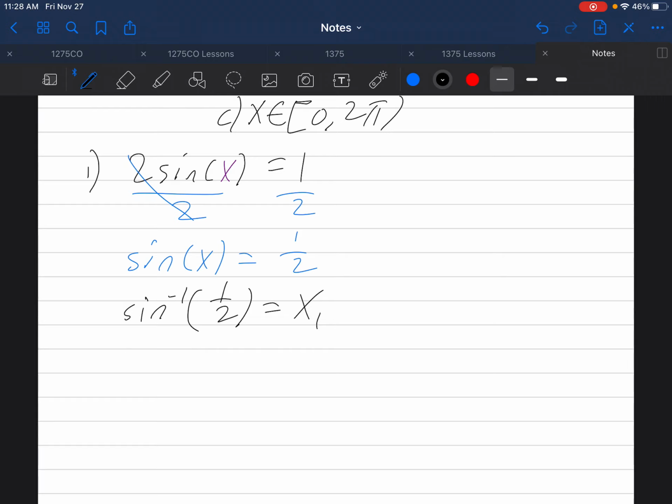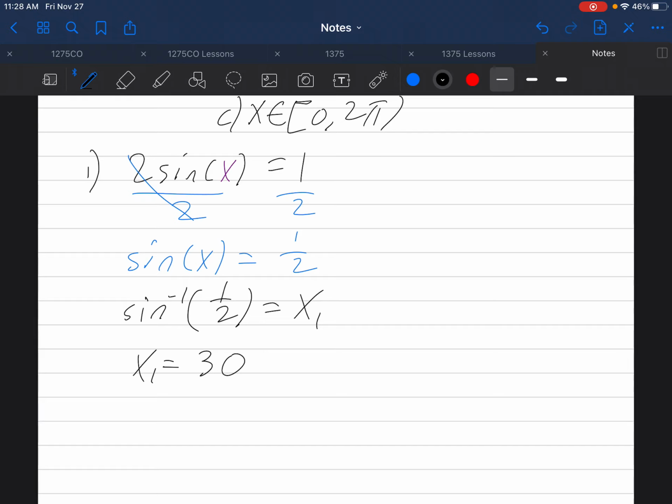I'm not going to show the calculator for any kind of copyright purposes, but we can use our calculator, the inverse sine of 1 over 2. You can type that in. And x1, in this case, is going to equal 30 degrees. Again, your calculator should be in degrees mode, so your answer should be 30. If you were getting a decimal answer in this case, that means your calculator is probably in radians.